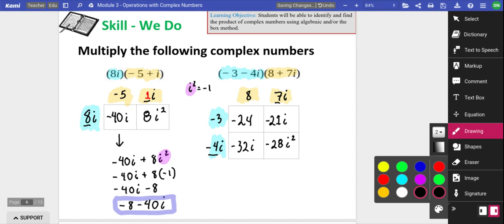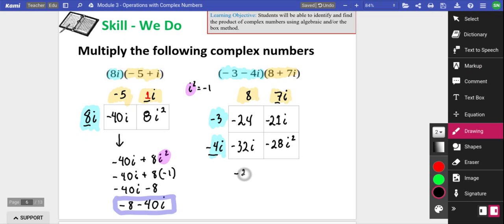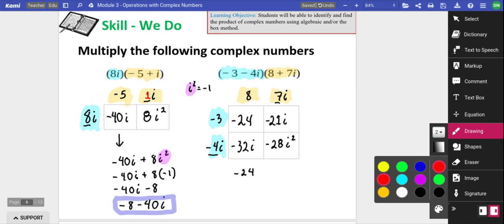We will be combining like terms in this problem. We will start off by bringing the -24 out first. We will rearrange at the end. Next, we will be combining those two terms because they both have an i. So -32 and -21 would give you -53i. And last but not least, bring down the -28i squared.